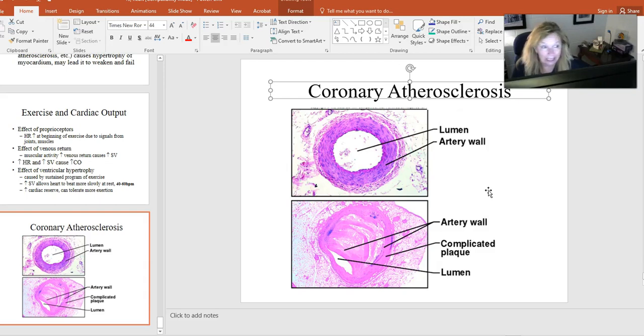Well, that's the end of our cardiology chapter. We have about 30 minutes or so of notes on the vessels. That will be the next one, on our vascular system.